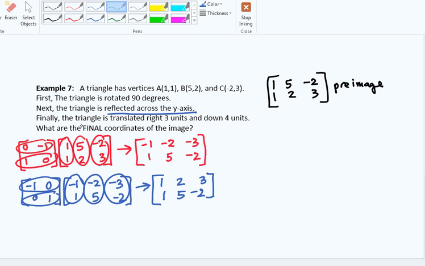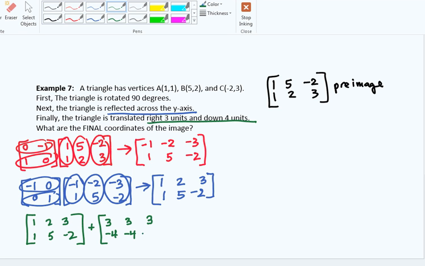Okay. Next, it says, finally, the triangle is translated right 3 and down 4. All right, so right 3 and down 4. If I take my triangle 1, 2, 3, 1, 5, negative 2 here, and I want it to go right 3, that means I want to increase the x value by 3. Down 4 means I want to decrease the y value by 4. And if I'm going to add, that means it needs to be the same size. Okay, that's going to give me 4 and 5 and 6, negative 3, 1, and negative 6.